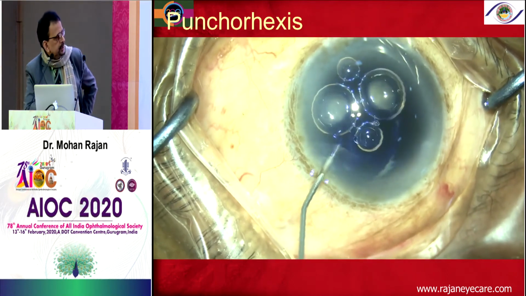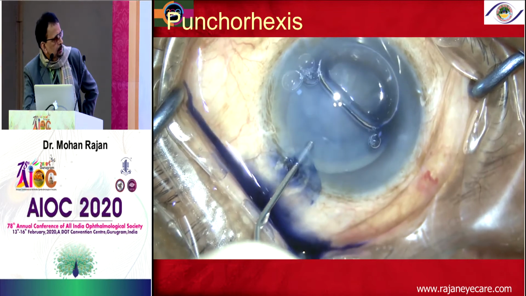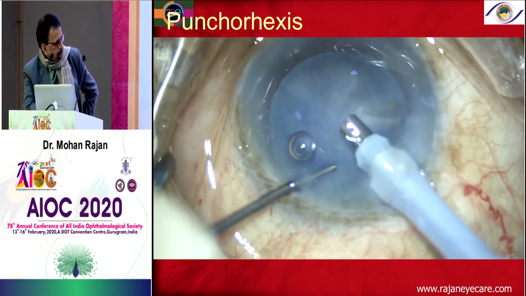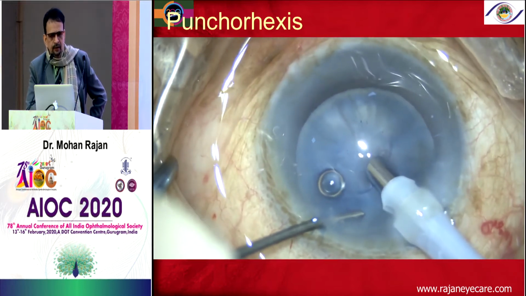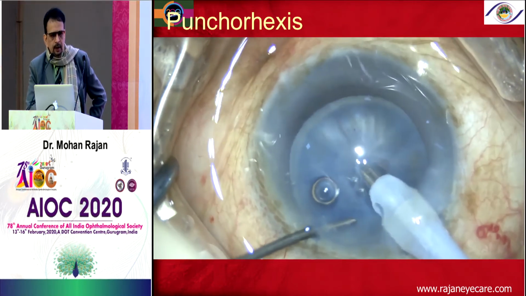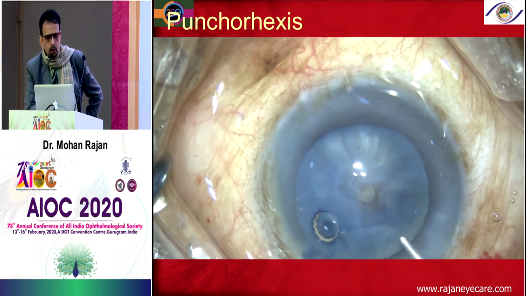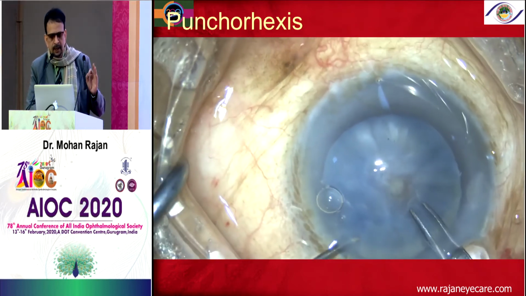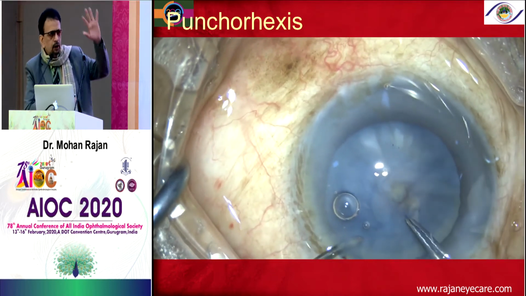I have developed the technique called the punchorhexis. You can go in and put the trypan blue, and then go with the bevel down needle, the phaco needle, either 15 degree or a 0 degree, and you can see here I'm punching the anterior capsule. That is called the punchorhexis. Don't use very high molecular weight viscoelastic. It's simple HPMC, by which you can just punch the anterior capsule. It takes care of all the 4 components.